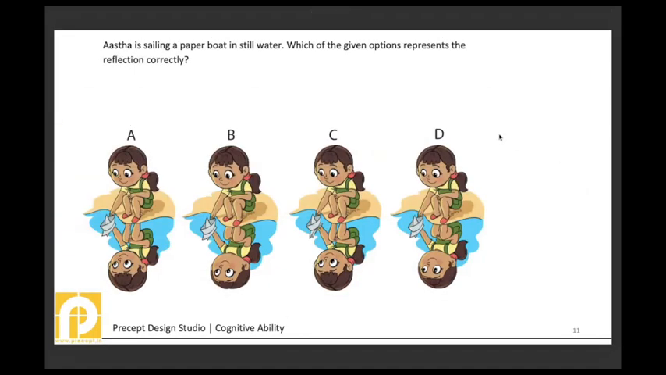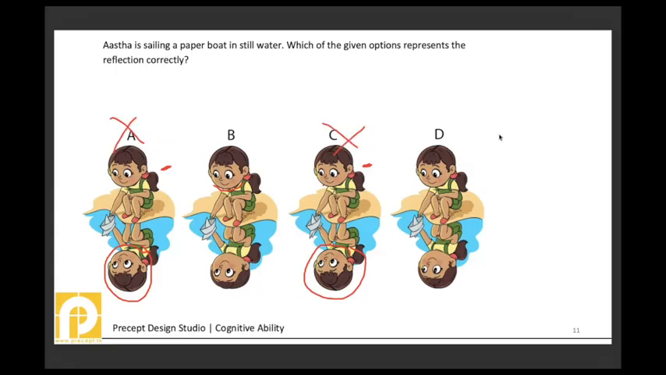Asta is sailing a paper boat in still water. Which of the given options represents the correct reflection? Because she's sailing a paper boat in the water, for her face, the chin is the first thing that gets seen, which means that it will be bigger compared to her forehead. So the options where the face looks exactly like the main figure are wrong. Because when I see a reflection from the top, my chin is enlarged and my face looks distorted, where my chin looks big versus my bangs or forehead looks small. So A and C are wrong because of that.